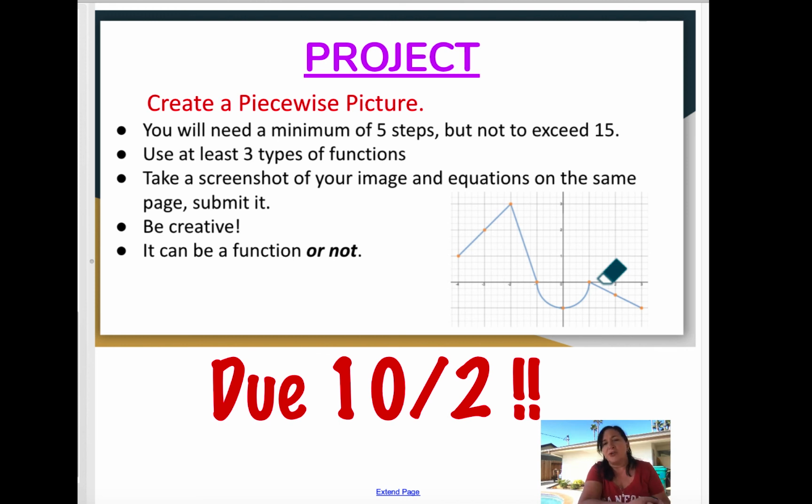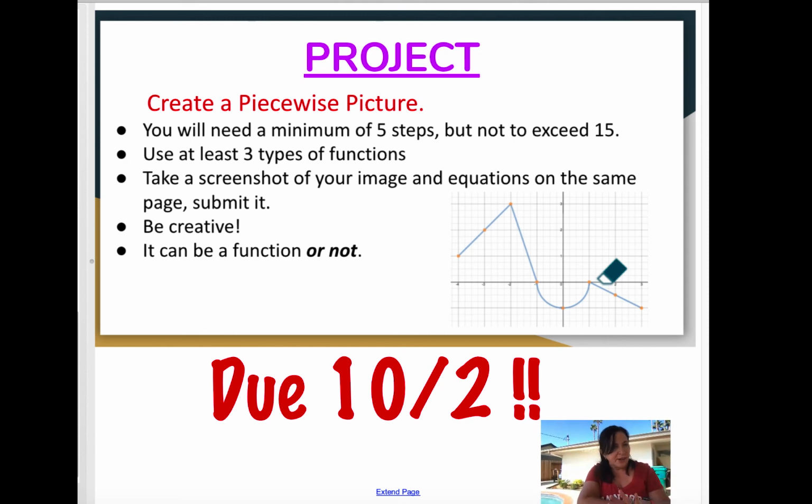You need to use at least 3 different types of functions, meaning a quadratic, a linear, an absolute value, or like the last problem, we even had a square root, right? When all is said and done, you're going to take a screenshot of your image that's on Desmos, and it also has to have the equations next to it. So it will be picture and then equations.